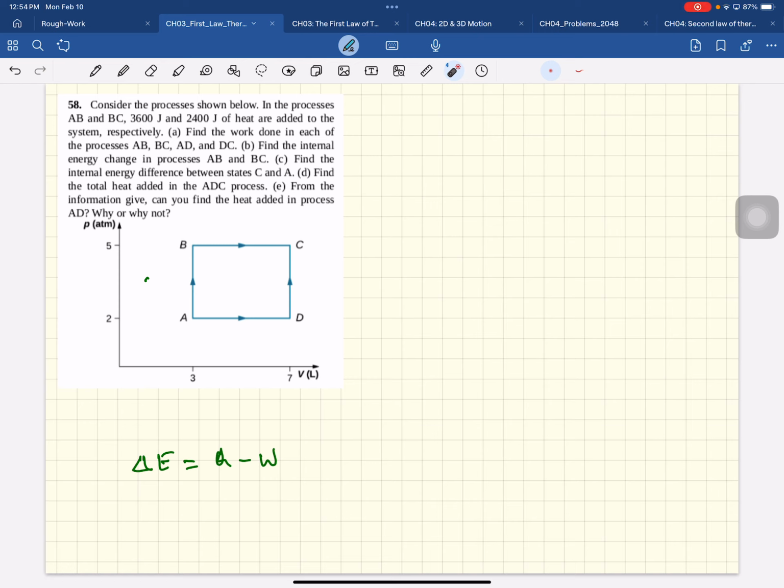Your bank balance is a state function. Okay? All right. So, consider the process shown below. In processes AB and BC, 3,600 joules and 2,400 joules of heat are added to the system respectively. So along this path, you've added 6,000 joules of heat. Okay?